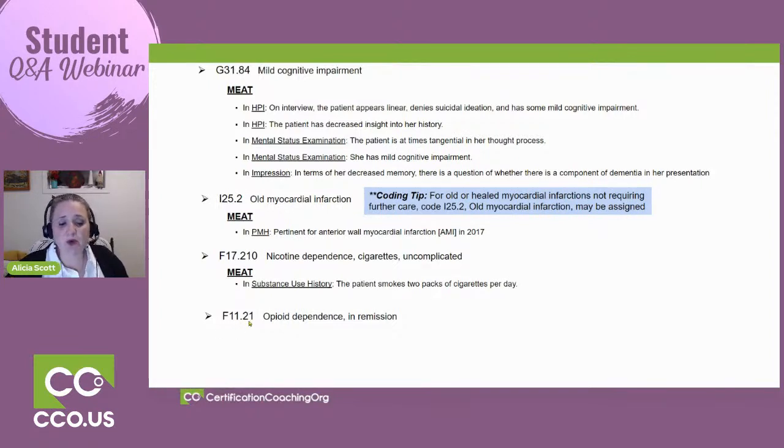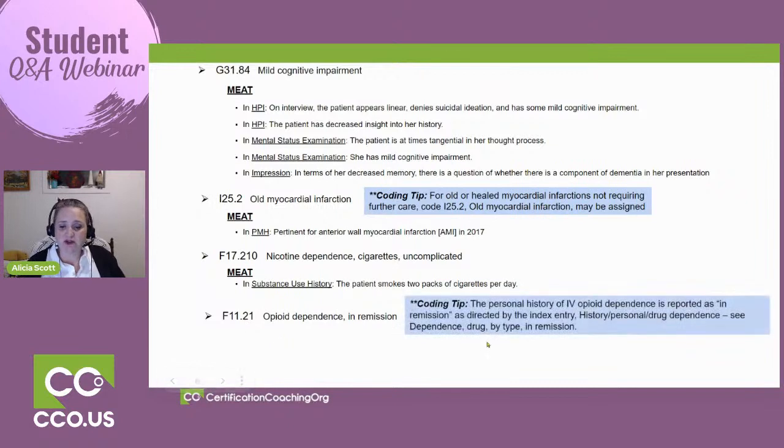And then F11.21 is opioid dependence in remission. Now, I know some of you were thinking, how am I going to do that? Is there a code for a history of opioid dependence or what? Really, actually, we have opioid dependence. She's still dependent, but it's in remission. What's the meat for that? What tells us that that is what we need to do?